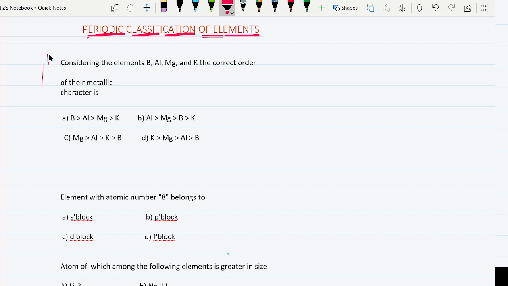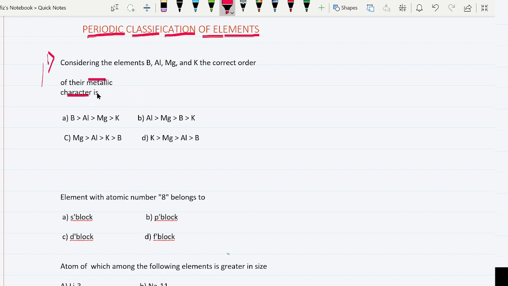So let's start with the first question. Considering the elements boron, aluminium, magnesium and potassium, the correct order of metallic character is, means you have to find out the option having the correct order of metallic character.